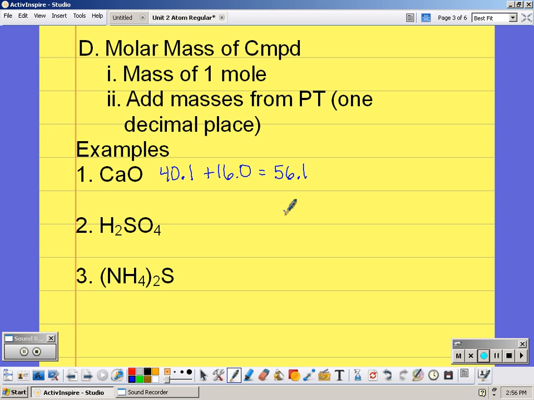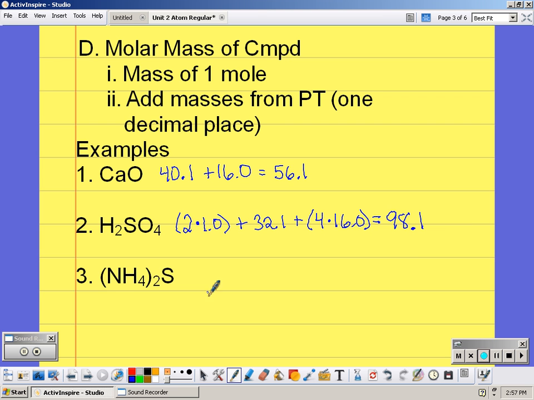In number 2, we have 3 capital letters, so we have 3 elements. The subscript tells you how many of that element. So for number 2, we have 2 hydrogens, so we would say 2 times the mass of hydrogen plus the mass of sulfur plus the mass of 4 oxygens, so 4 times 16. Add all that together, and you would have 98.1 grams per mole.